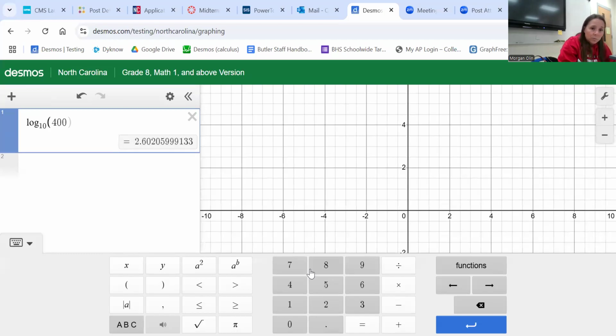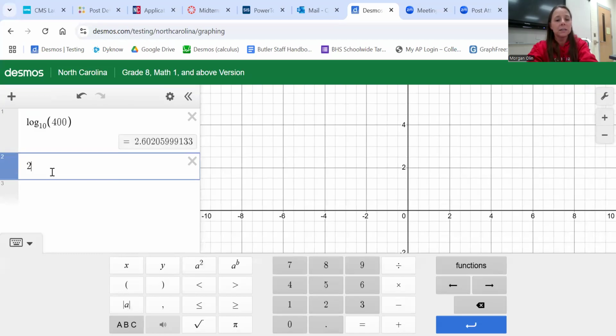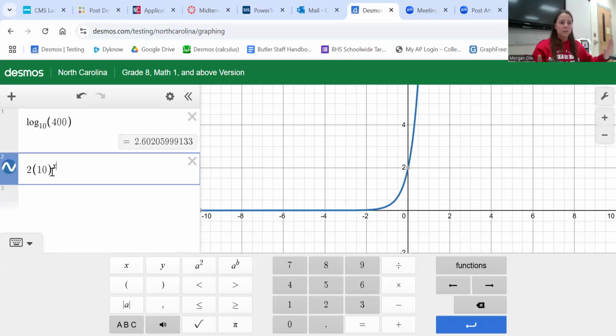So x equals 2.602. Now, let me show you this right here. So just keep in mind, and I'll just leave that right there. You could do this. You could say 2 times 10 raised to the x. This is the original function that's on the left-hand side. And then you have 800.